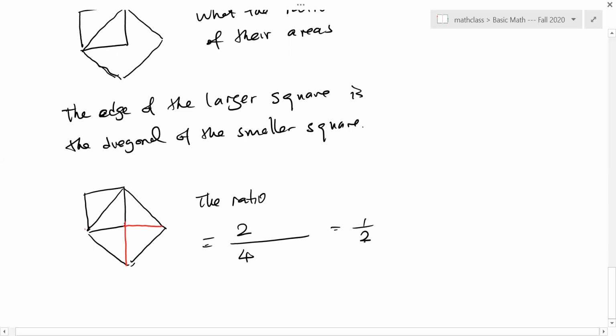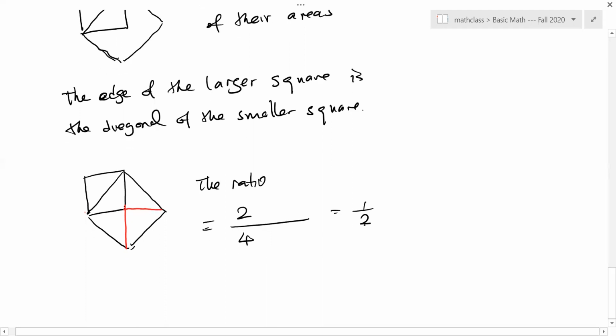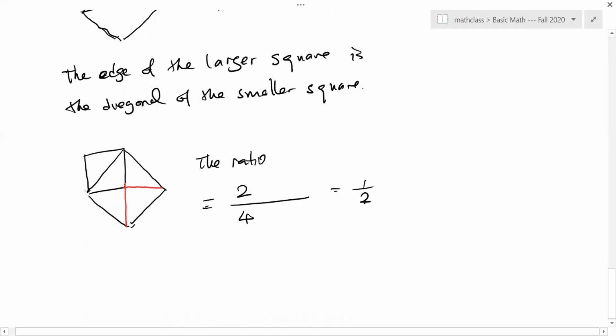Okay, so you have 2 triangles. If you compare the area, the larger one has 4 identical triangles. So there should be 2 over 4. It's 1/2. But we can also do the following, okay?